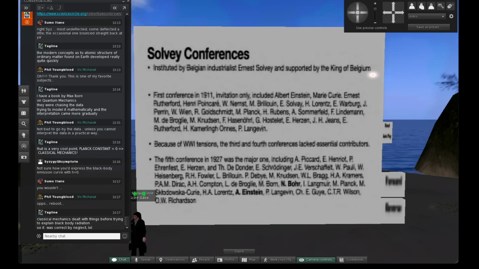Next, I'll come to the Solvay conferences. This was instituted by Belgian industrialist Ernest Solvay and it was supported by the King of Belgium. The first conference was in 1911, and you can see that it included the various luminaries of that time. However, World War I kind of interfered with the conferences. So the second, third, and fourth were not that much to speak of. And in fact, the fourth was held without inviting many of the more important scientists of the time because of the political differences of the nations.